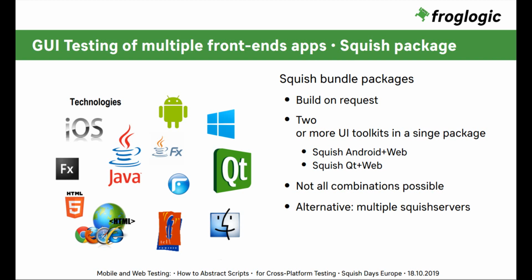So usually you go to the download area at the Froglogic website, select the Squish edition for a given UI toolkit and download it. When testing multiple UI toolkits, the most convenient way is to use Squish bundle packages. Such packages support 2 or more UI toolkits and need to be requested from Froglogic support. Popular bundle packages are Squish that supports both Android and web, or Squish that supports both Qt and web.